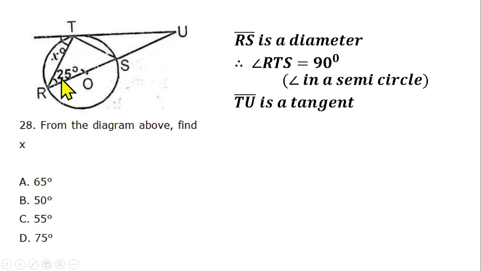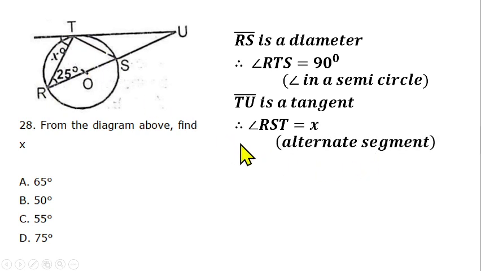Line T is a tangent to this circle. So that means angle S is going to be equal to angle RST. This angle S here is going to be equal to this angle RST. This angle here, this angle here, and this angle here are equal, the reason being that they are in alternate segments. So this angle here is equal to this angle here.